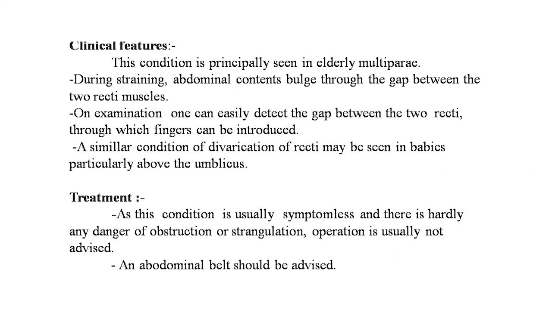Now, the clinical features of this condition: it is principally seen in elderly multiparous women. During straining, abdominal contents bulge through the gap between the two recti muscles. On examination, one can easily detect the gap between the two recti through which fingers can be introduced. A similar condition of divarication of the recti may be seen in babies, particularly above the umbilicus.